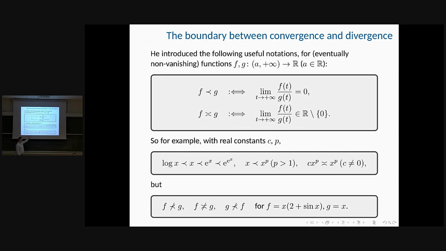But of course, this is not a total ordering on all such functions. I mean, it's easy to come up with pairs of functions. I gave you two here that are not comparable in either of these ways. Actually, this was one thing that bothered Cantor a lot. He didn't like this work of du Bois-Reymond, and the fact that this was not a total ordering really annoyed him.